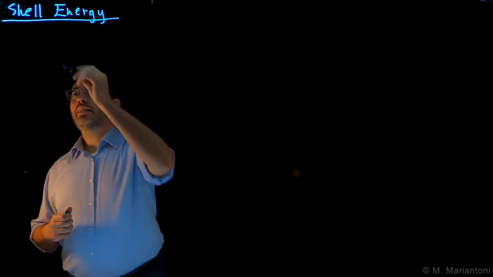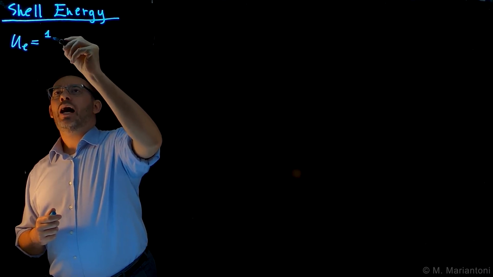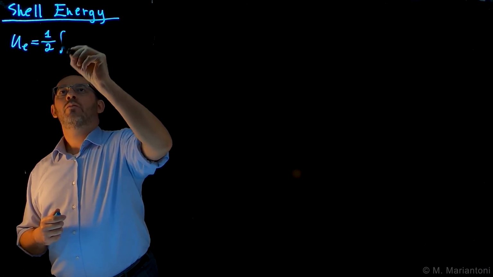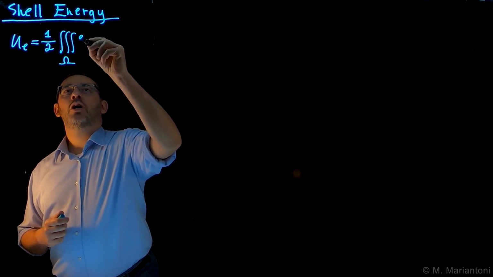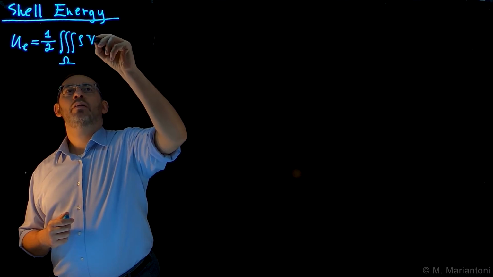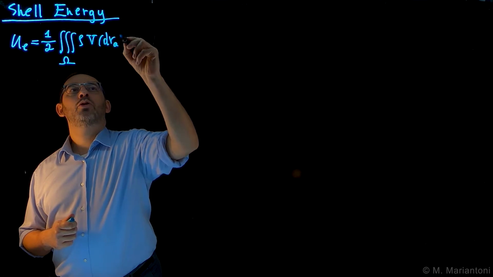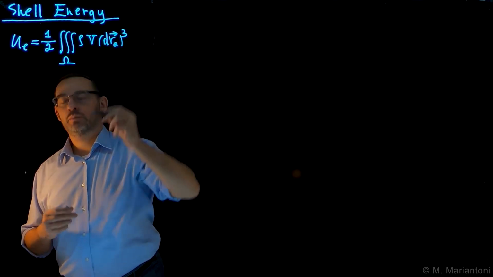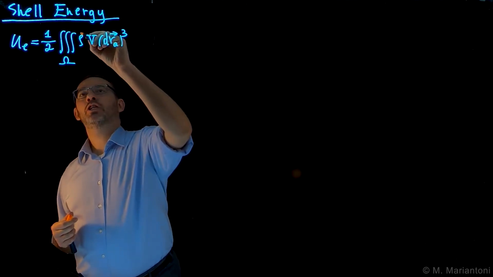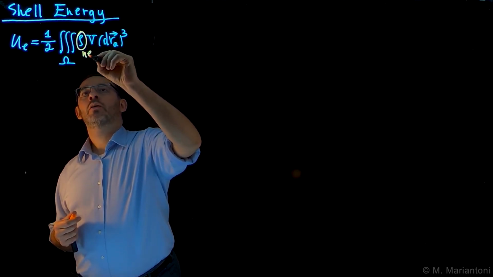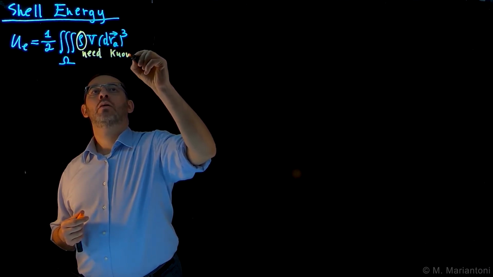We know that in 3D, UE can be expressed as 1/2, always, the volume integral on the region capital omega where a charge ρ is distributed, times the electrostatic potential V of the position vector. So if we want to use this expression, we need to know everything about ρ. Okay?